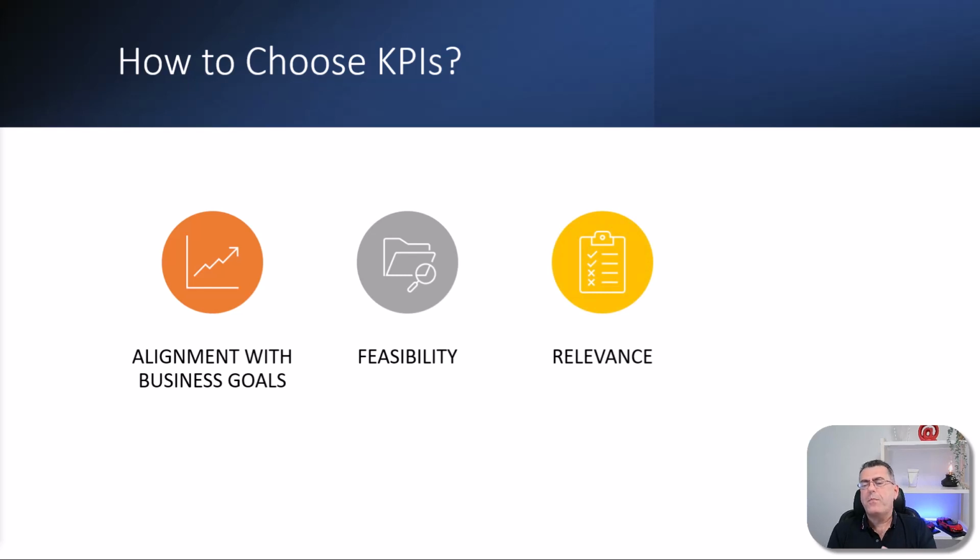Relevance. Choose KPIs that are most relevant to the project or the phase that you are in. Some KPIs are more useful during the initiation, while others are more useful during the planning or execution. You can change the KPIs during the project. There's no problem. Some KPIs you're going to use only in the execution. Some KPIs you can use only on planning. So it's important that the KPI reflects the actual state of your project.